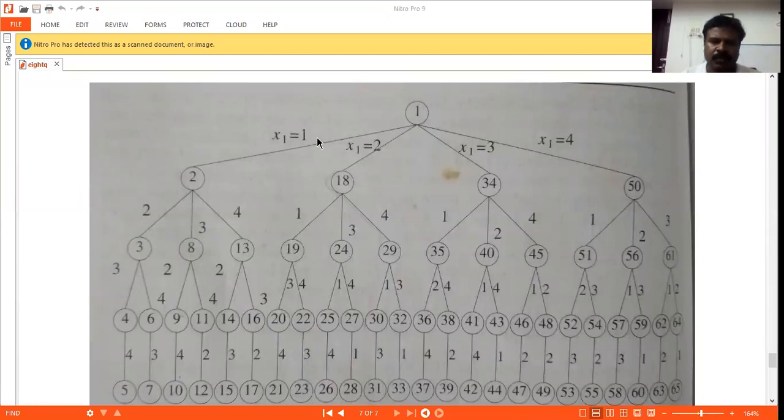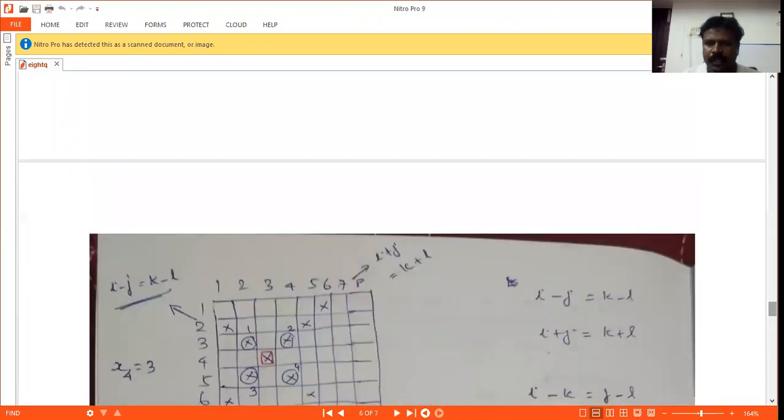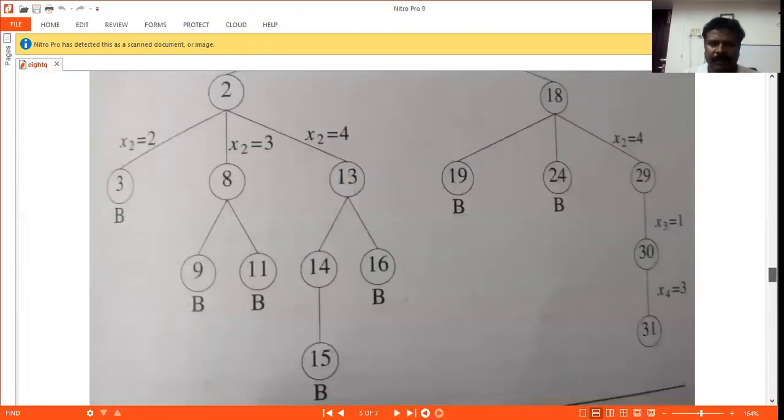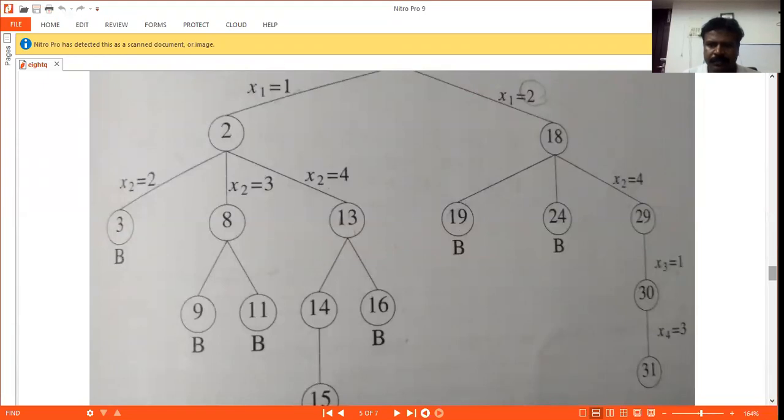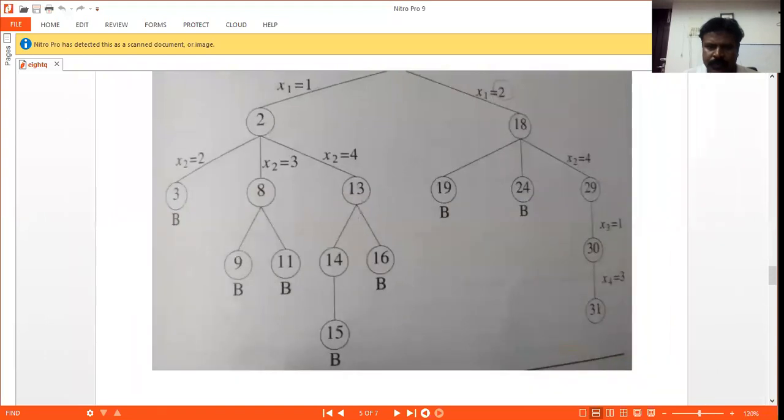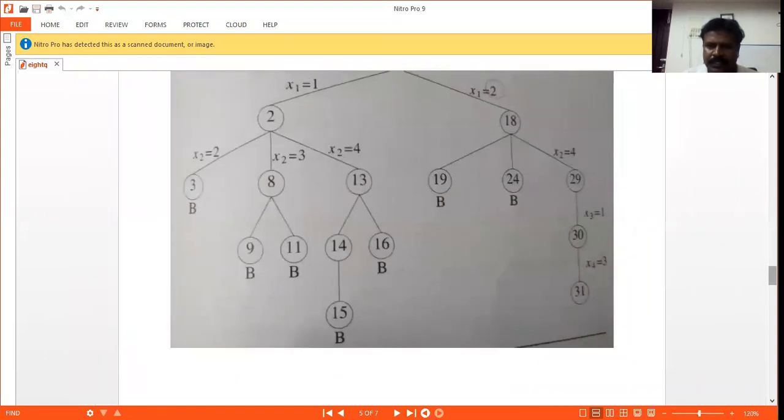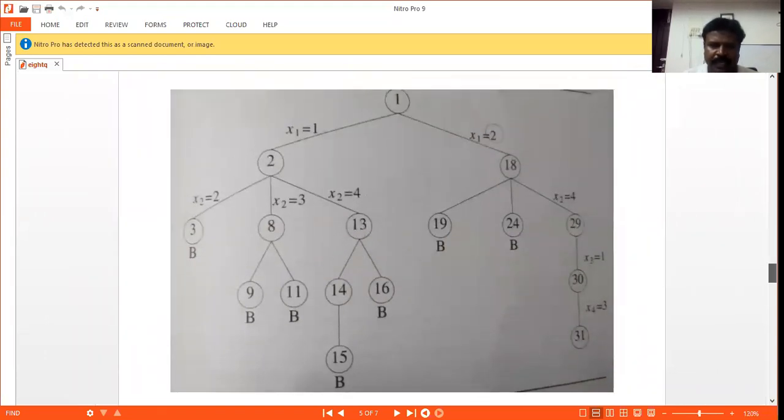So here you see, actually we are placing the first queen in the first column and the second queen in the second column, and we have a constraint. If you have the second queen in the second column, it is in the diagonal, so it will attack. So how are we going to find that out? Here you see this, right? So this tree reduces that. Okay.